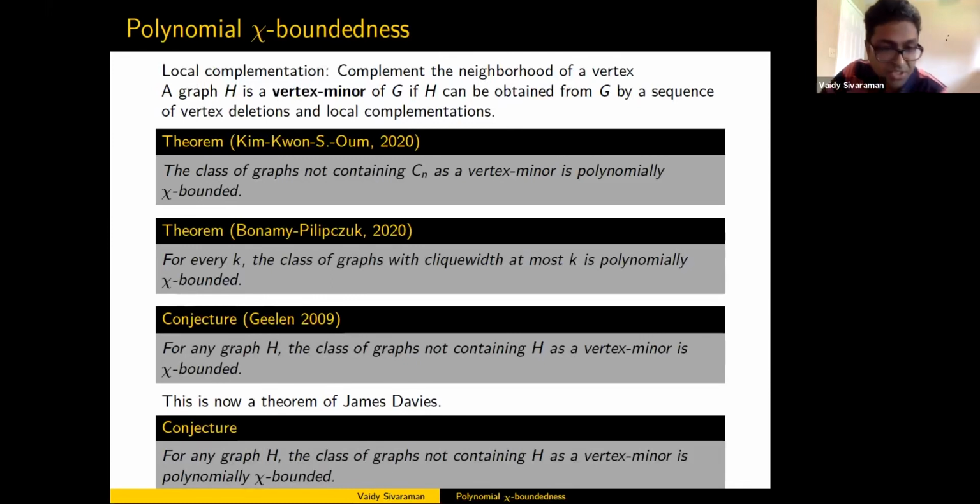So that leaves us with a conjecture. Now we know that it's chi-bounded. Is it polynomially chi-bounded? For any graph H, is the class of graphs not containing H as a vertex minor polynomially chi-bounded? What we proved was that for a cycle it works. And so I think this is a good conjecture for graduate students, especially if they're dealing with structured graphs. Take something similar to a cycle and make the argument go through.